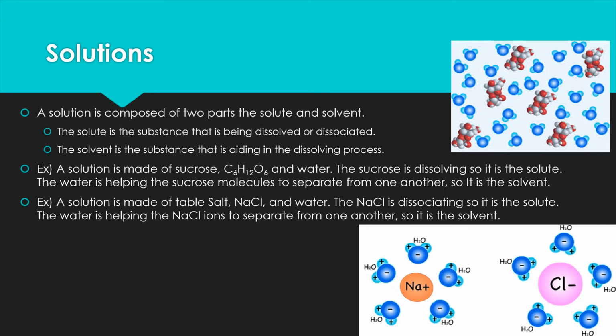Another example is a solution is made of table salt, NaCl, sodium chloride, and water. The NaCl we can see in the picture is dissociating, so separating into its ions. So it is the solute, it's what's breaking apart or separating. The water is helping the sodium chloride ions to separate from one another through attractions. So it is the solvent. And it's a good idea to take note of the direction those ions are facing, or excuse me, those water molecules are facing. Think about those positive and negative ions and how they're attracting to those water molecules and their dipoles.